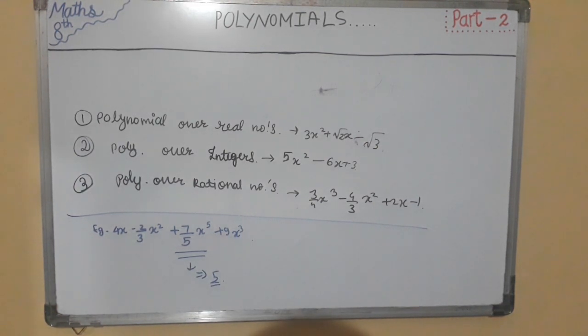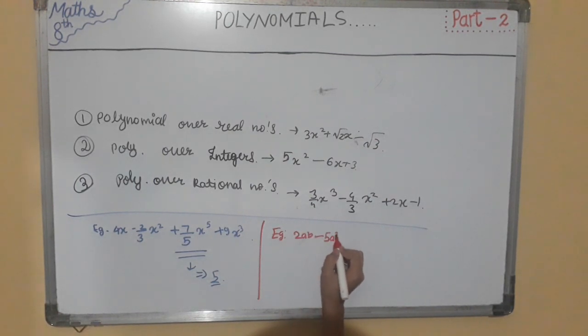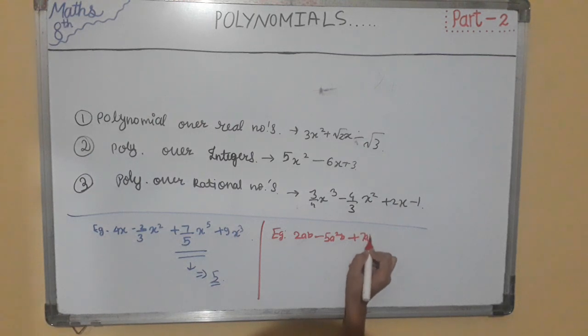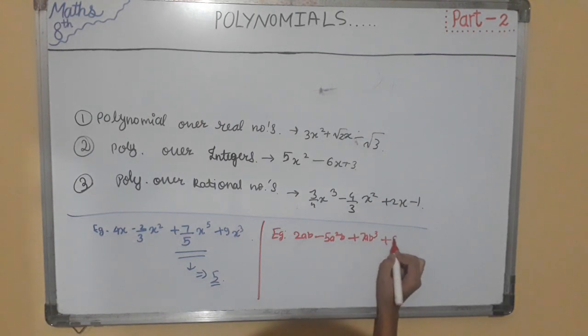If the polynomial contains several variables, then for each term of the polynomial it is necessary to find the sum of the exponents of all the variables. The largest sum is termed the degree of the polynomial. Now the next example is 2ab minus 5a square b plus 7ab cube plus 9b cube.